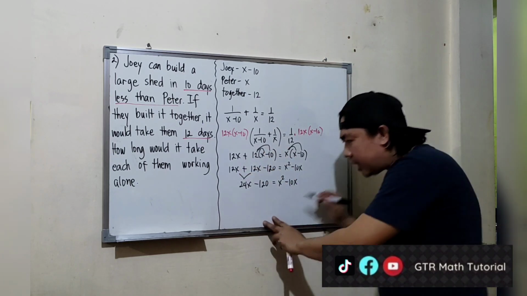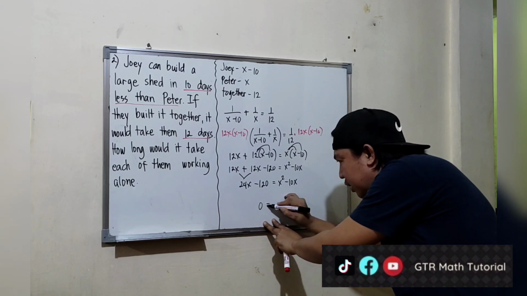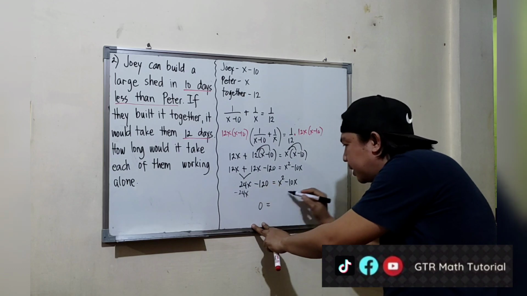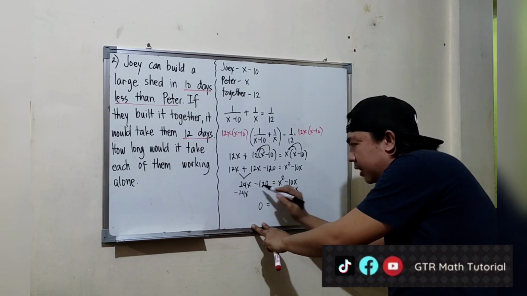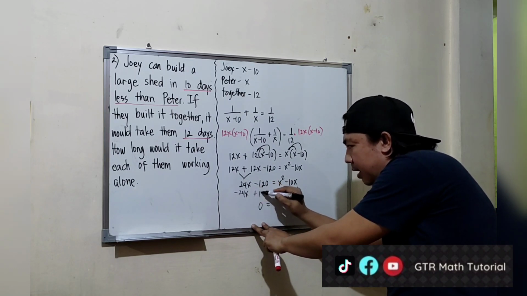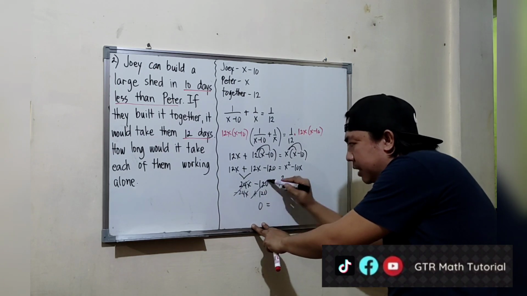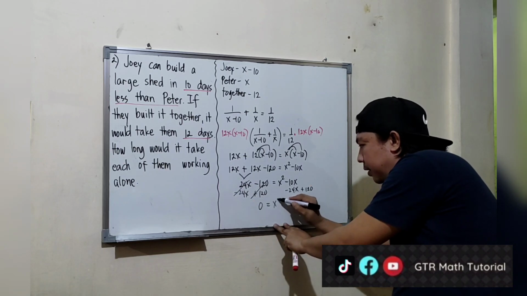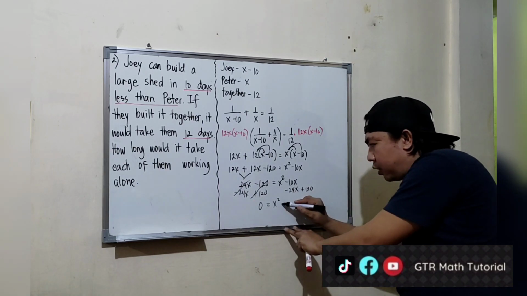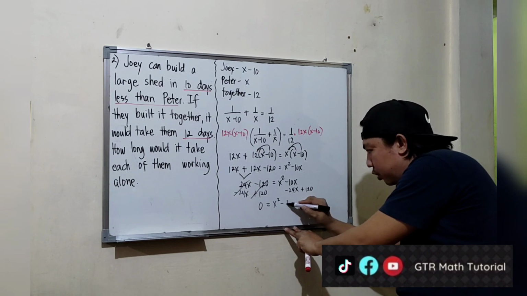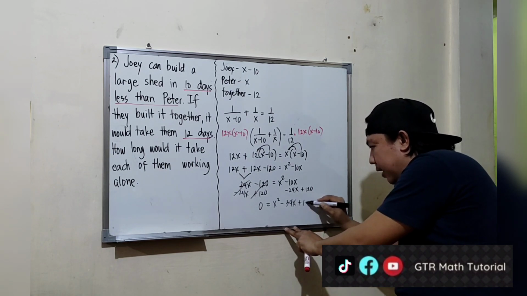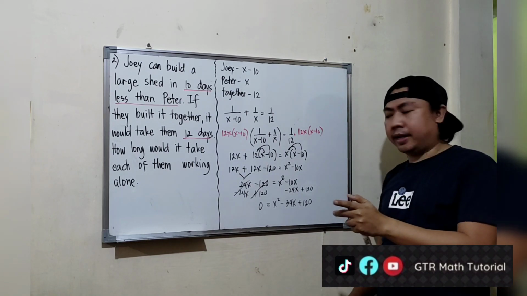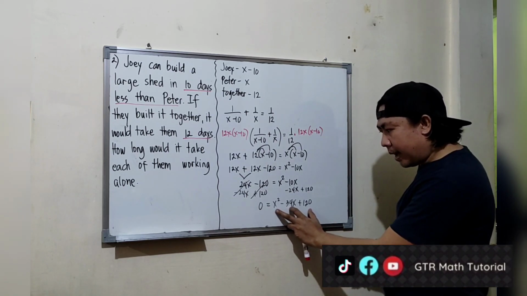Everything goes here, because it needs to be 0 so it is easier to solve. So, minus 24x to both sides, and opposite of negative 120, positive 120, so that this will be 0. Therefore, we have x squared minus 10x minus 24x, so minus 34x plus 120. And now solve by factoring.